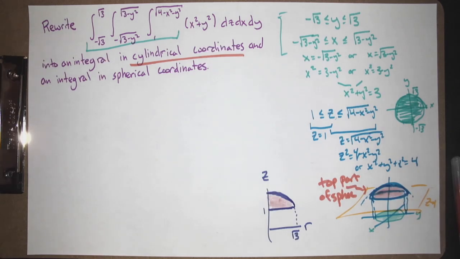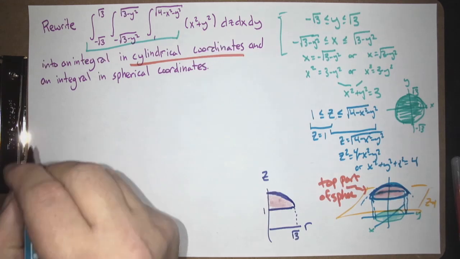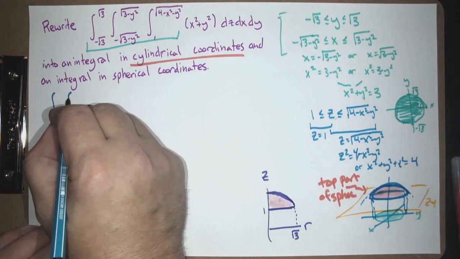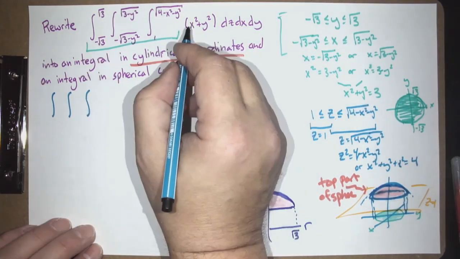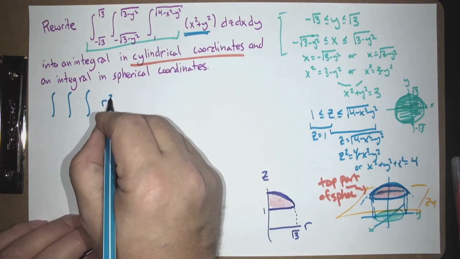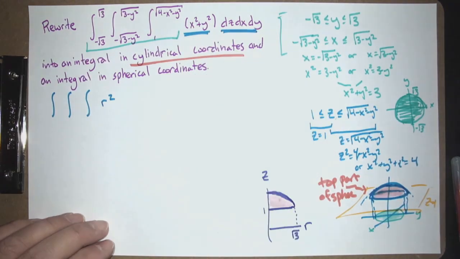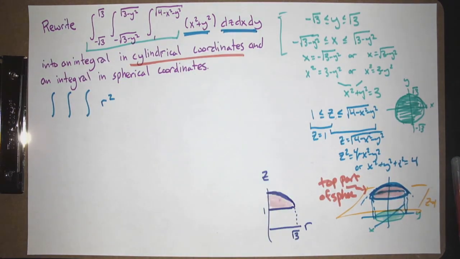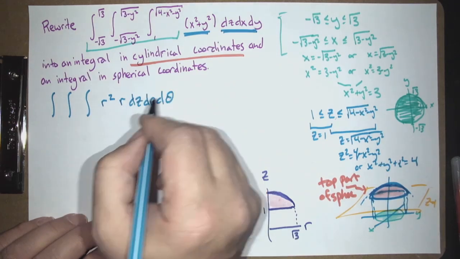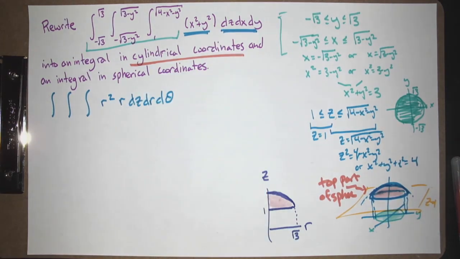Okay. So for cylindrical, we have integral, integral, integral, x squared plus y squared. What will that become in cylindrical coordinates? R squared. Good. dz dx dy. What will that become? R dz dr d theta. Now we can change our minds and switch the order later on, but for now, let's start there.